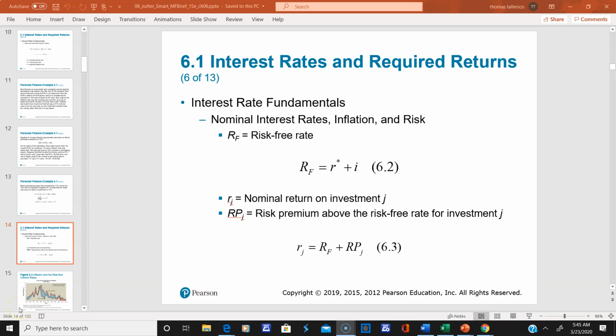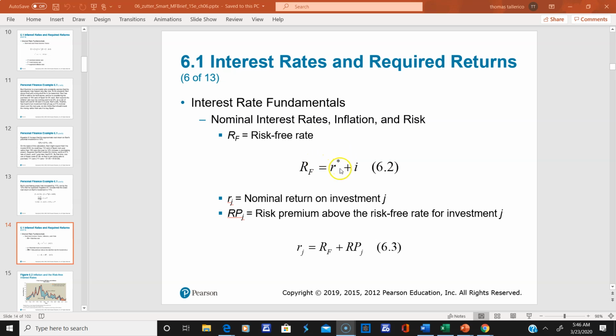So this is chapter 6 on interest rates, risk and return, and I basically want to pick up where I left off the last time. This is interest rate fundamentals, and what's important here is how one determines the risk-free rate of return. The risk-free rate of return is the return paid on treasury securities because they're always going to pay you. How do we determine that?